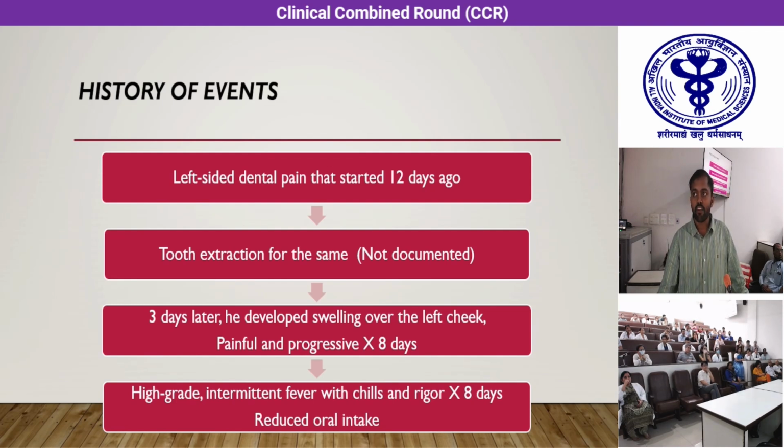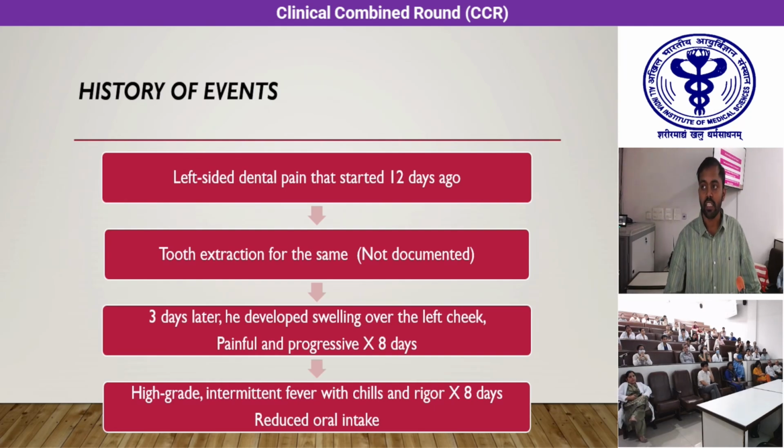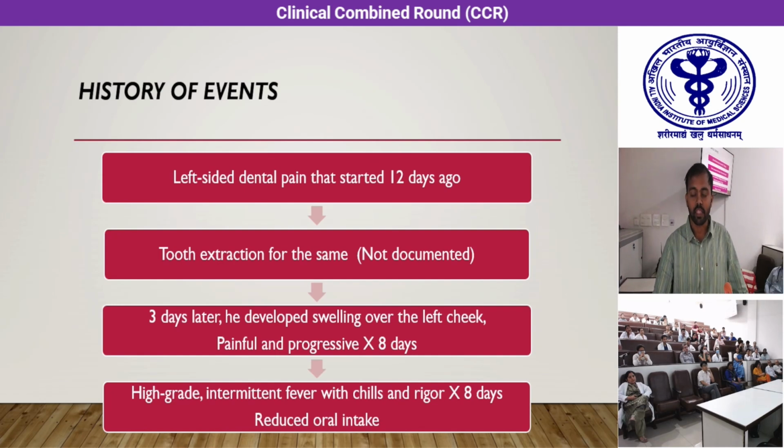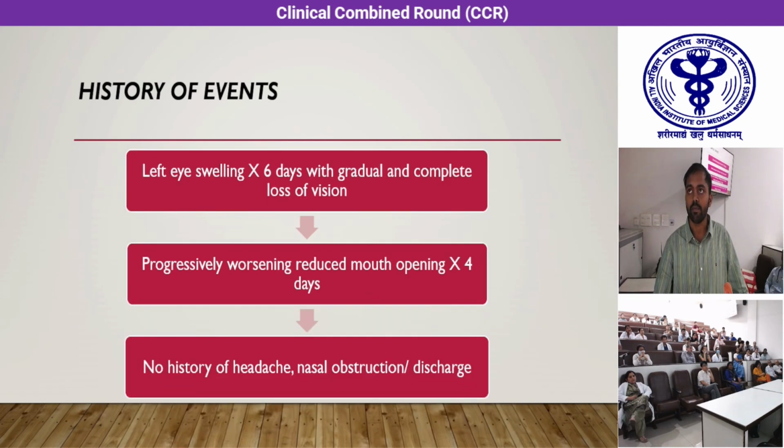3 days later, he developed a painful swelling over the left cheek region, which was rapidly progressive over the next 8 days, with associated high-grade intermittent fever with chills and dryness with reduced oral intake as well. He developed a left eye swelling which progressed over the next 6 days, and he developed no perception of light from normal vision over the period of 6 days.